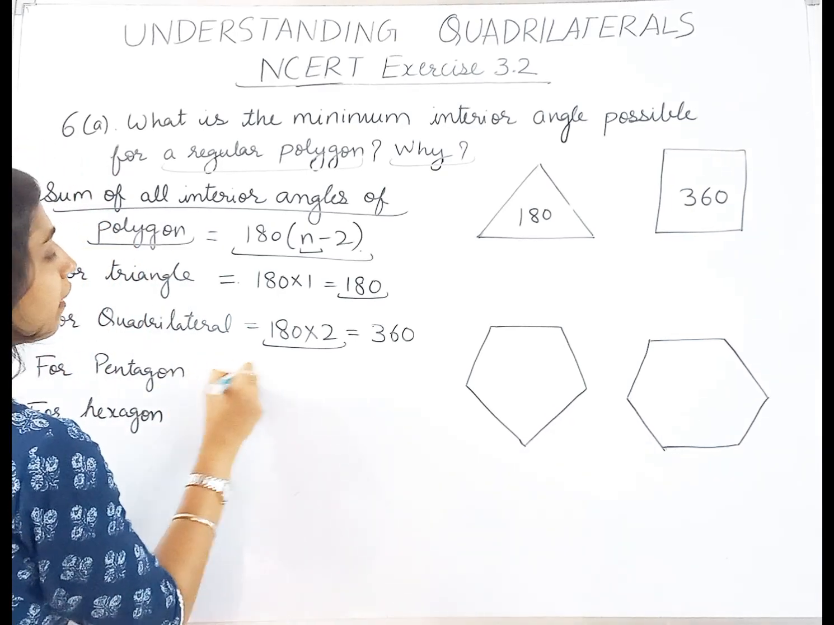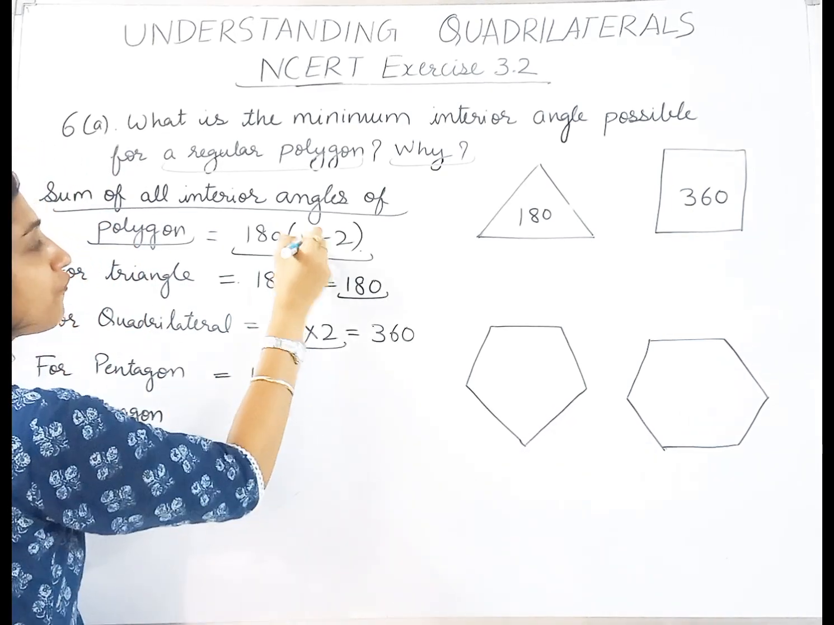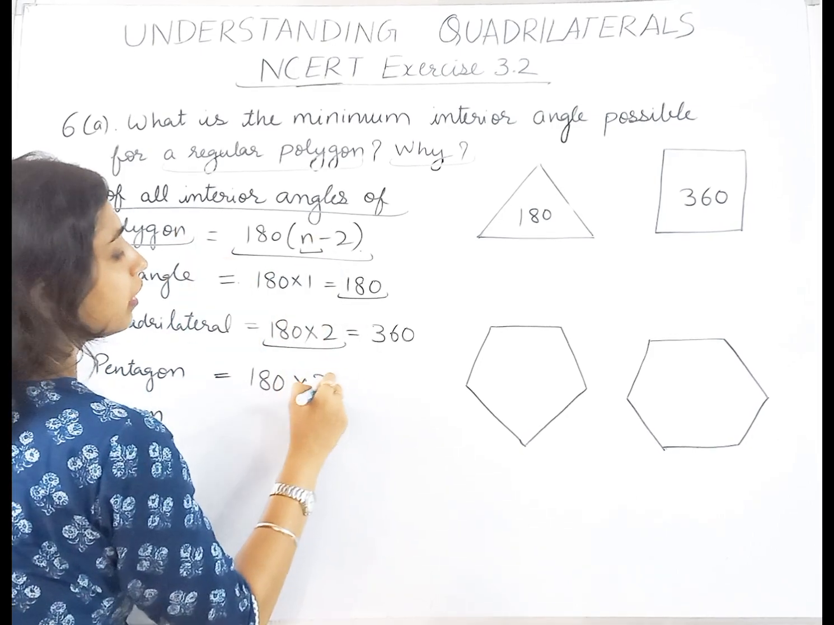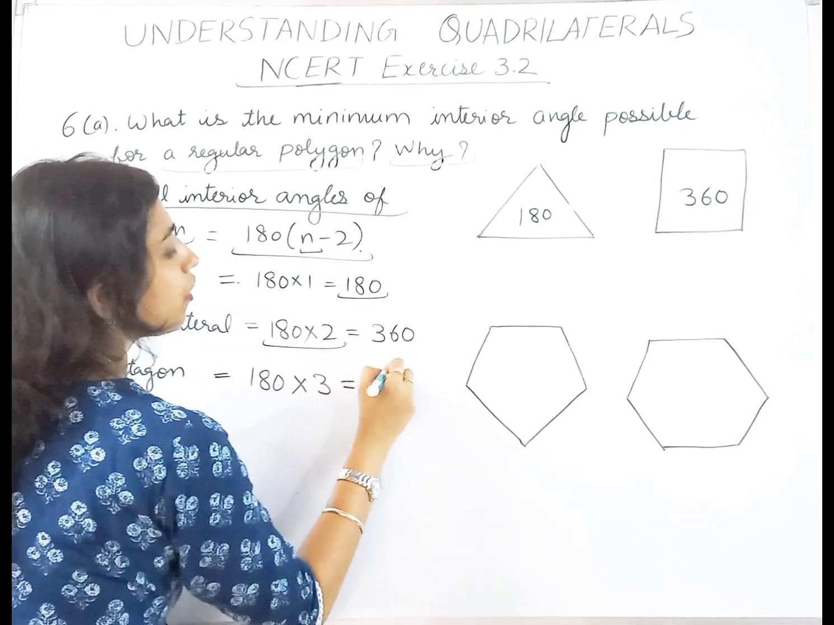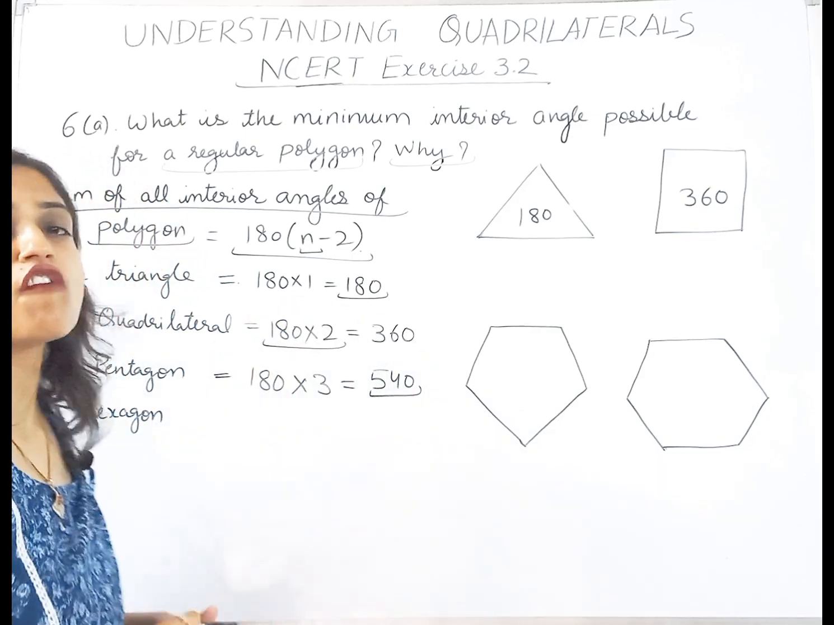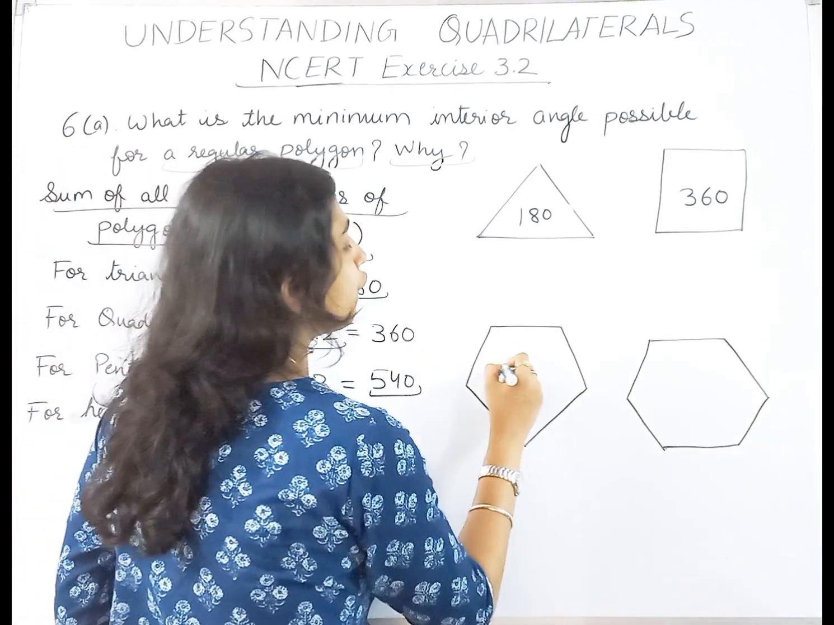Similarly, for the pentagon, the value of n is 5. So here what do we get? 5 minus 2 is 3. So 180 into 3 is 540. So the sum of all interior angles of a pentagon is 540.